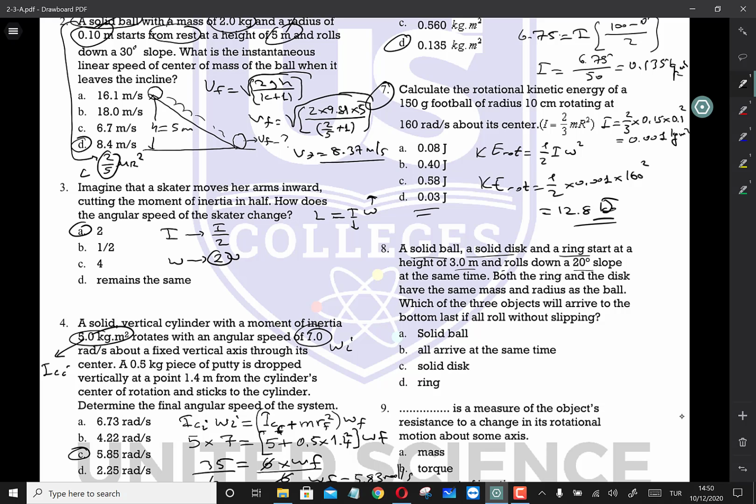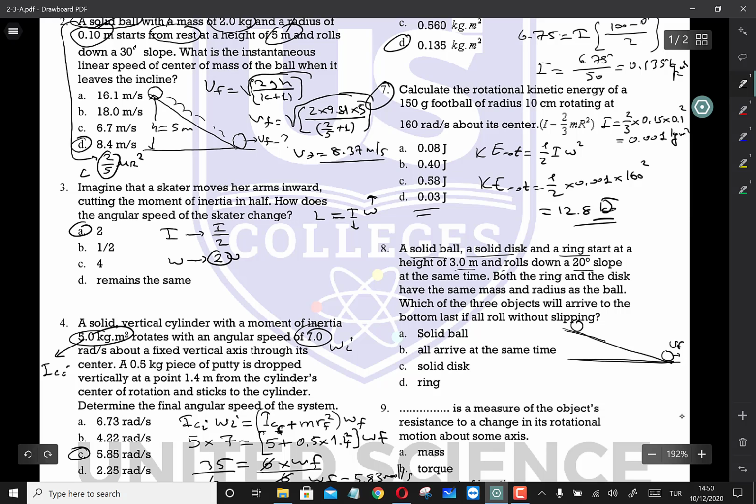So if an object or objects are rolling on an incline, and the question is how fast it's moving, it's about calculating the translational speed at the bottom of the incline.